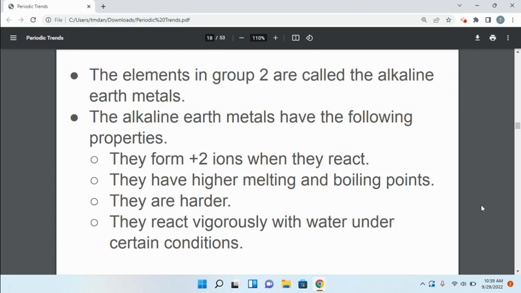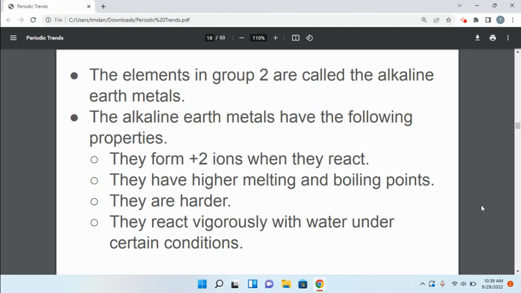Our next family is group 2. Beryllium, magnesium, calcium, strontium, barium, and radium. These elements in group 2 are called the alkaline earth metals. This time it's all of the group because they're all metals. And again, the alkaline earth metals all share a number of common properties. They form +2 ions when they react. So your alkali metals, group 1, make +1 ions. Your alkaline earth metals, group 2, all make +2 ions.